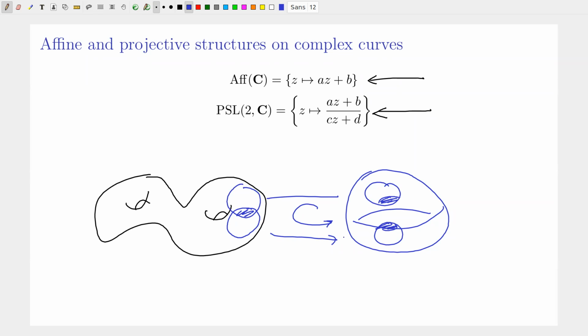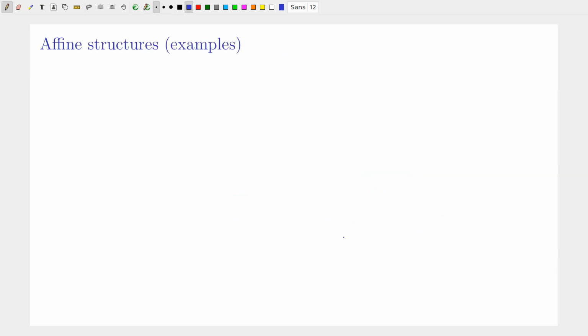So let me give some examples of these affine and projective structures, and please just interrupt me if you want to ask a question or anything. Let me start with some examples of affine structures. I will be talking about compact complex curves, and not every compact complex curve admits affine structures. Only elliptic ones do.